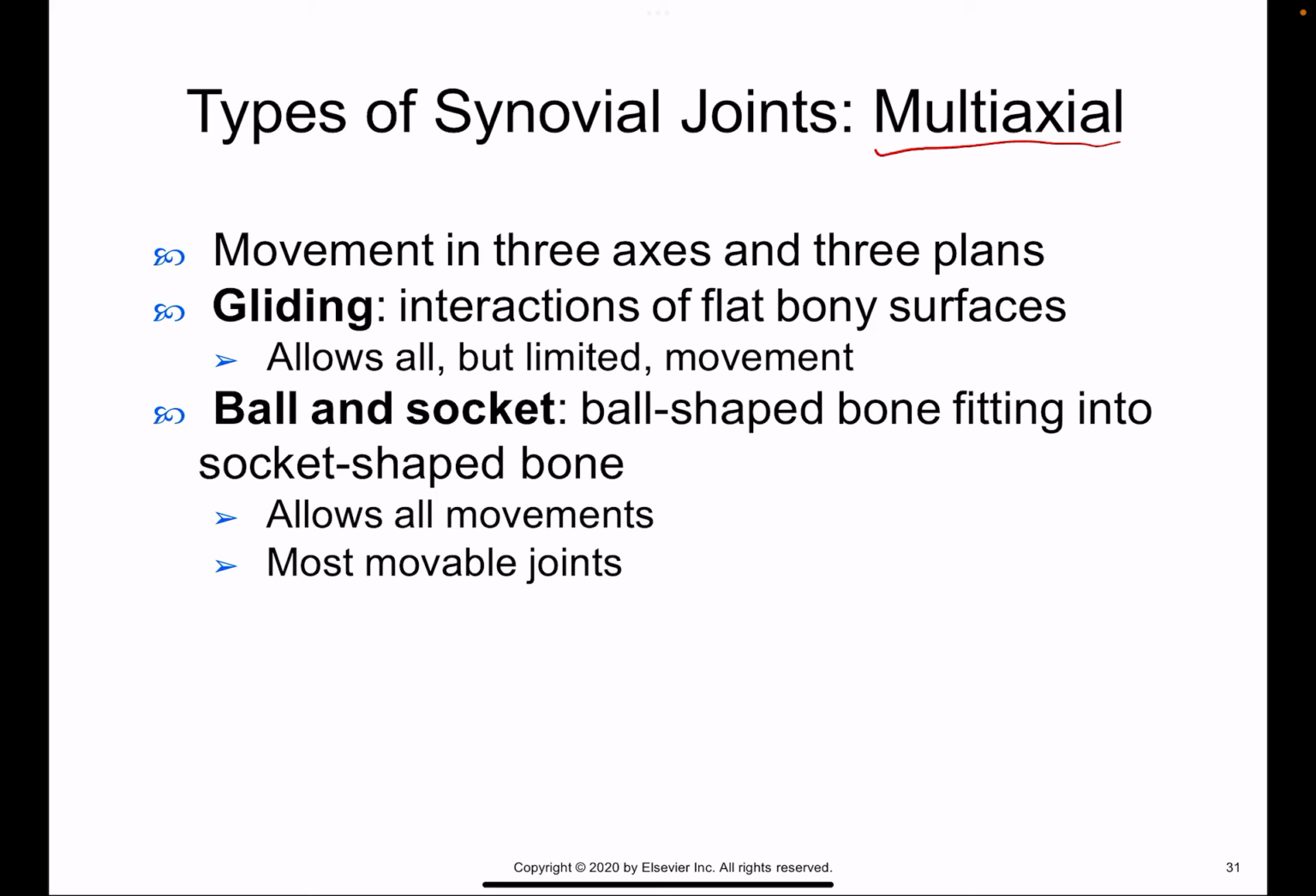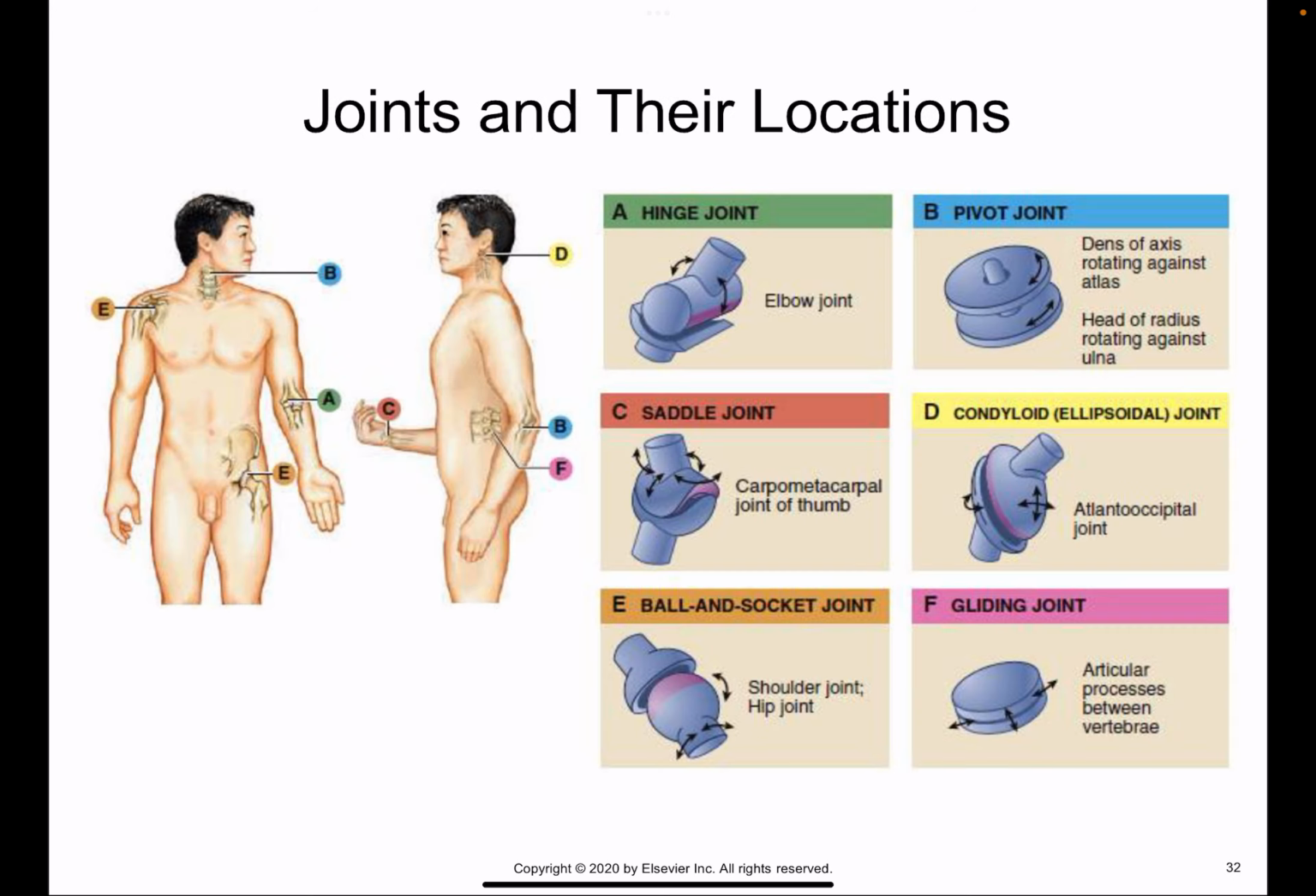Whereas with the ball and socket, of course, you have a ball-shaped bone fitting into that socket-shaped bone, and it's going to allow for all movements, and most movable joints are going to be a ball and socket. For instance, your shoulder, that's a ball and socket joint. I can helicopter my shoulder and do everything I want to do. Here are the specific joints and their location.